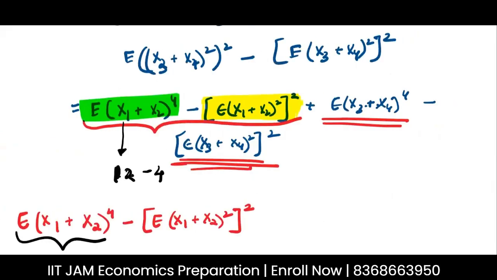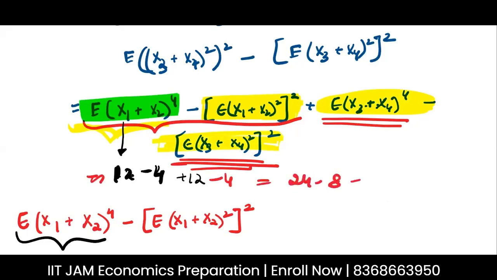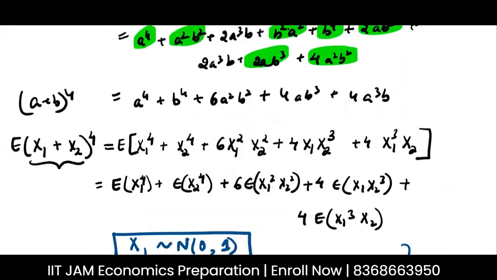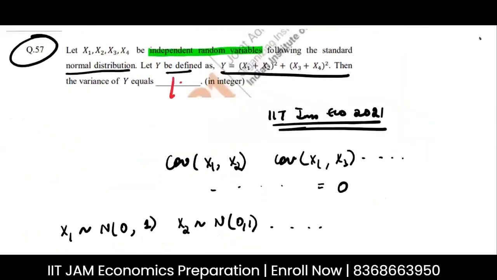So 12 minus 4. Now remember that I just told you that this is symmetric. Whatever value you get from here, because you're just changing the variable, but the variables have exactly the same properties, this is also going to be 12. And this is going to be minus 4. So this will be 24 minus 8, which would be 16. So the answer to this question should be 16.